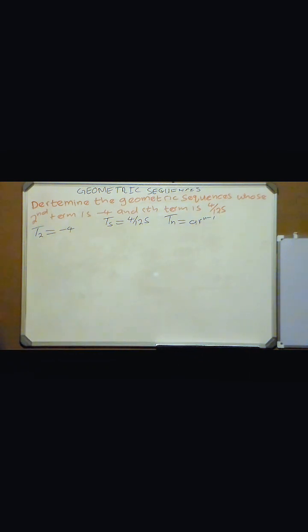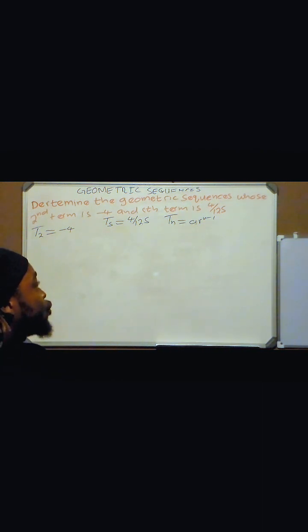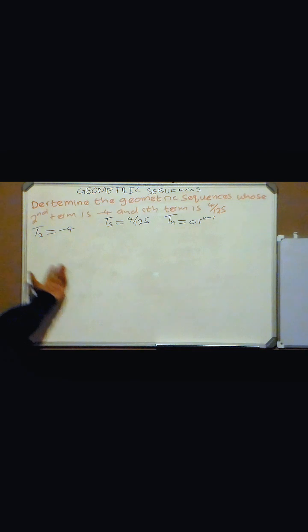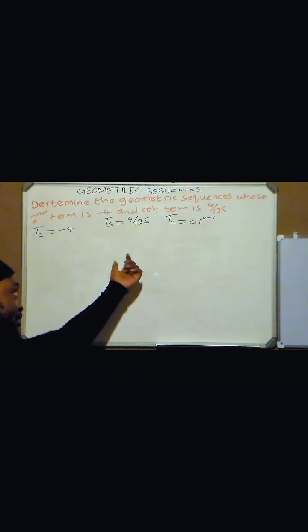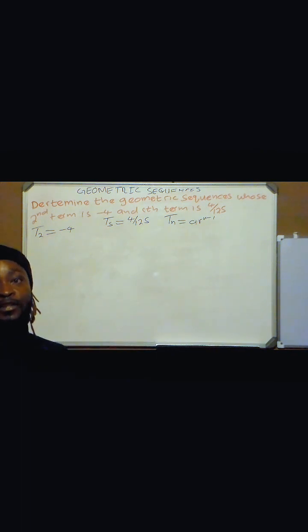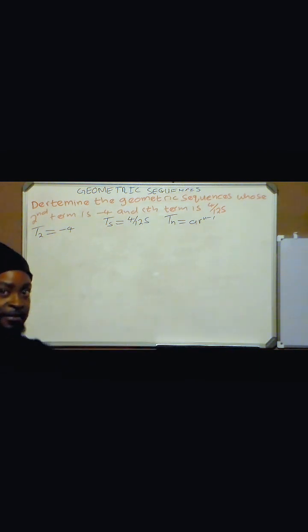So here we do not have the a value, we do not have the r value. Term number 2 is not the first term of the sequence, and term number 5 is not the first term of the sequence. And we do not have successive terms, so we can't find the common ratio. What we can do is to create 2 equations from the 2 terms and solve them simultaneously, meaning we'll solve for a and r simultaneously.